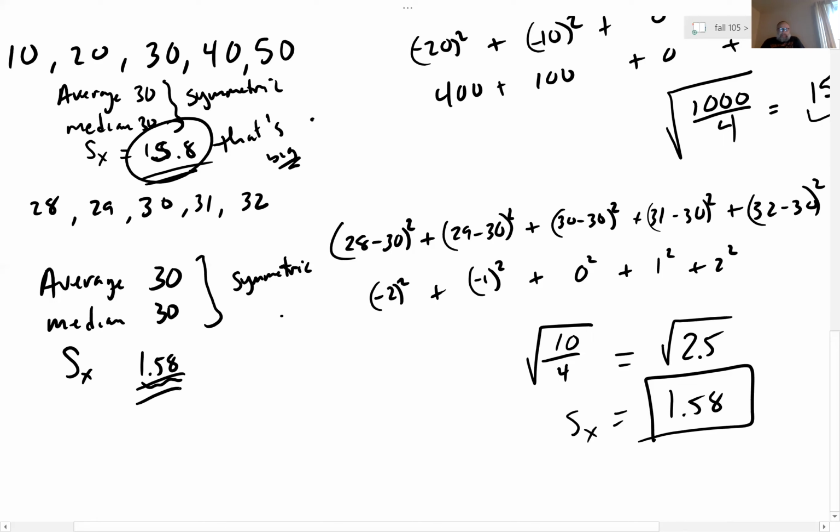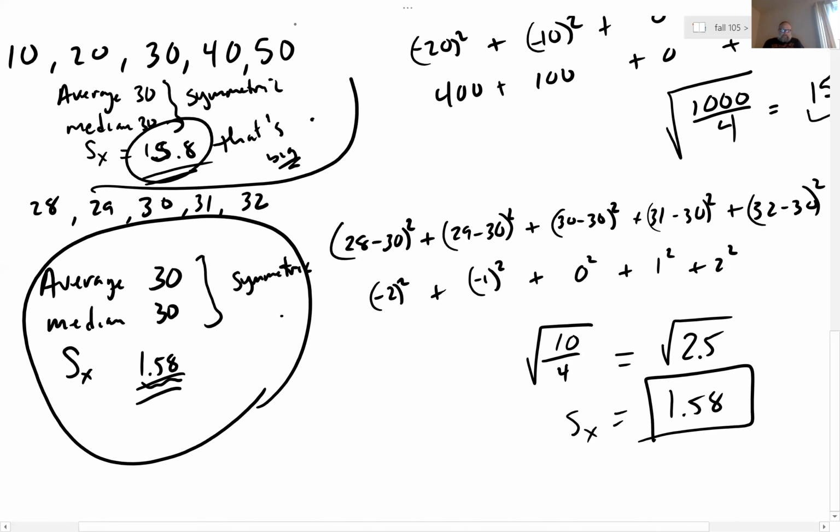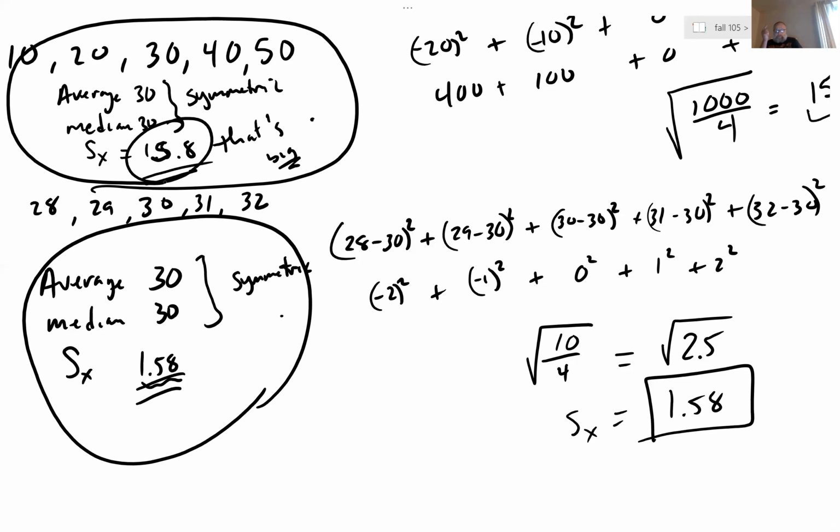Now, again, if all I told you was this, and all I told you was this, I didn't tell you how many numbers are in my data set, but I did tell you, because the median and the mean are the same, that number one, it's symmetric, and number two, that 15.8 tells me this data is really spread out versus the 1.58 tells me it's really tightly packed together. And that's what we use those for, and we will use those a ton in stats 243. So I want you in 244 both. For those of you that are going on, I want you to have seen it once before you get there. I want you to feel comfortable with it.